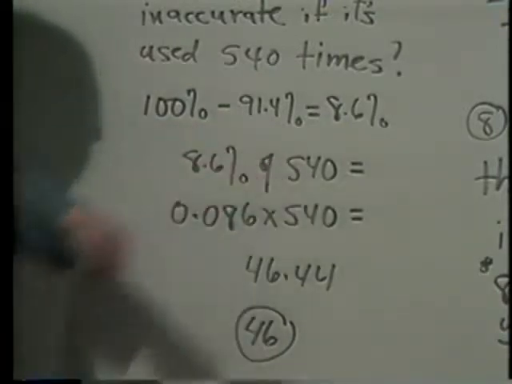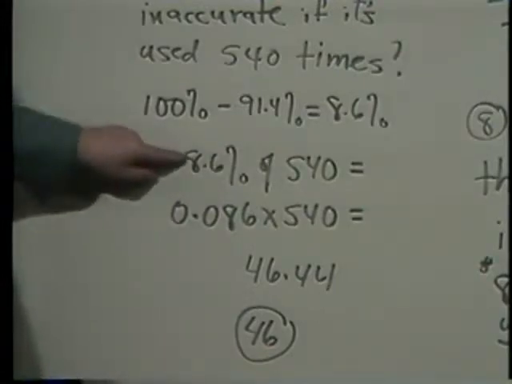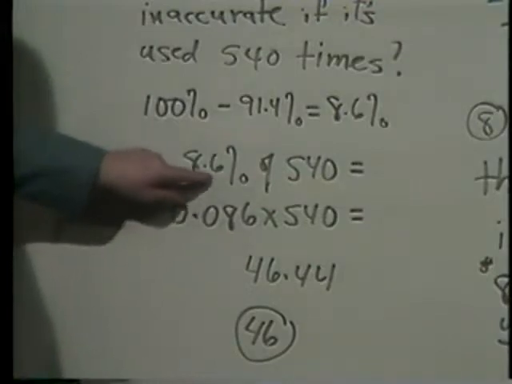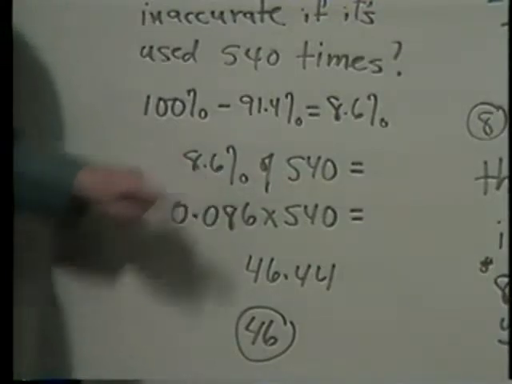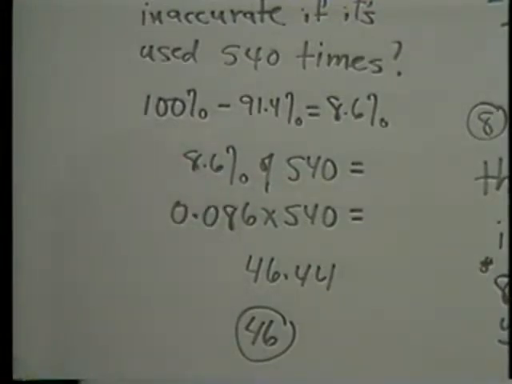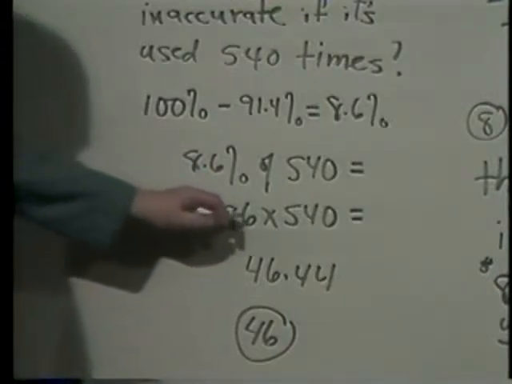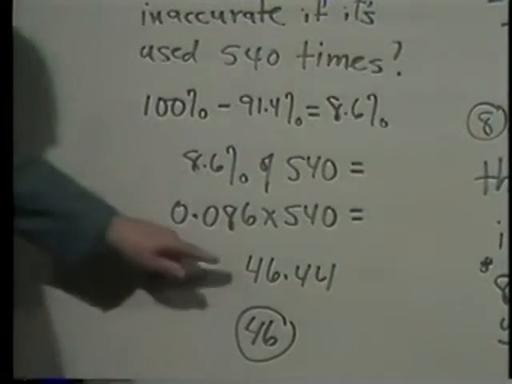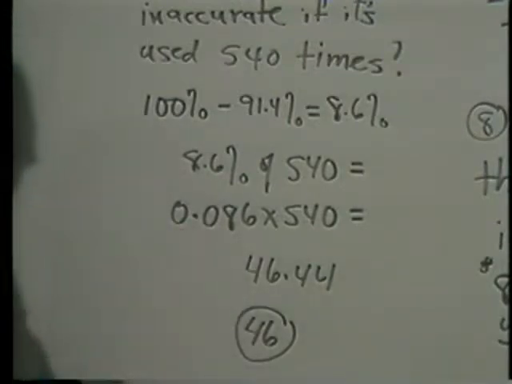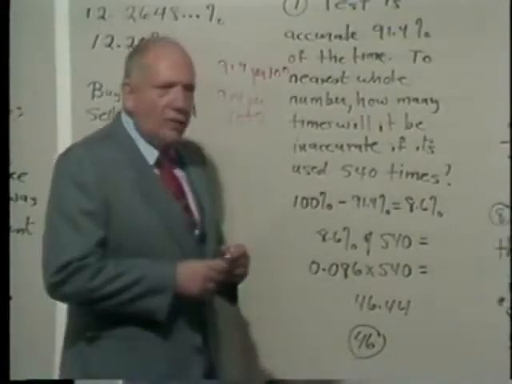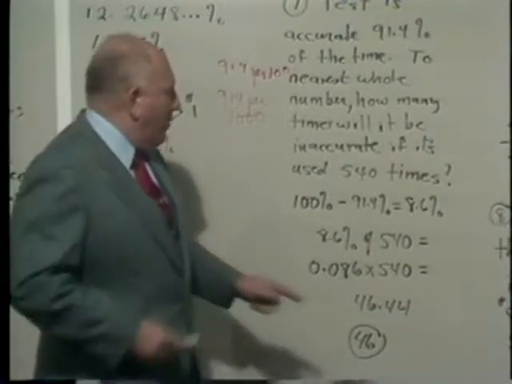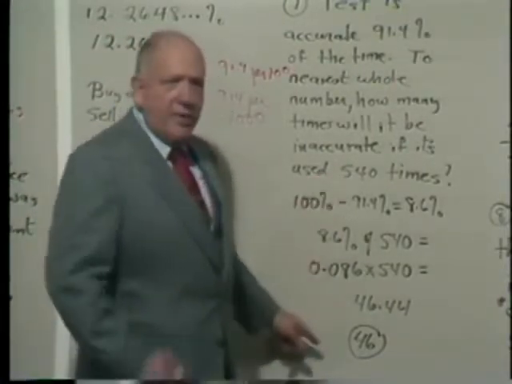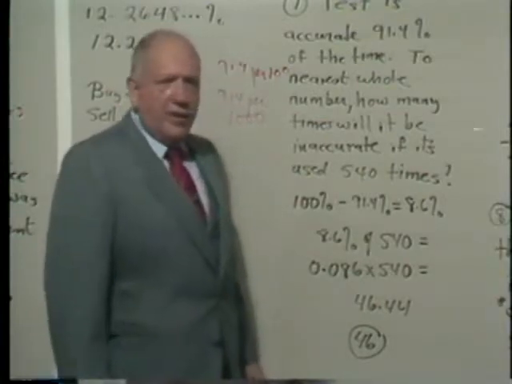And since you're trying it 540 times, the failure rate would have been what? 8.6% of 540. Move the decimal point 2 places to the left to remove the percent sign, because you're dividing by 100. That's 0.086 times 540. You can either do that longhand or on the calculator. It comes out to be 46.44. Rounding off that to the nearest whole number, you get 46. And what that says is, if you try this thing 540 times, you should expect it to fail 46.